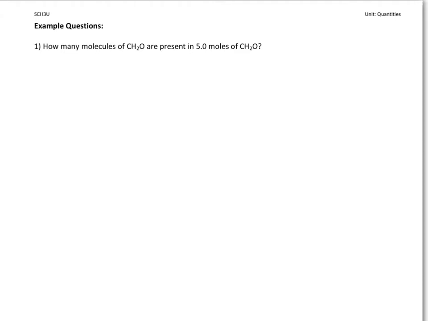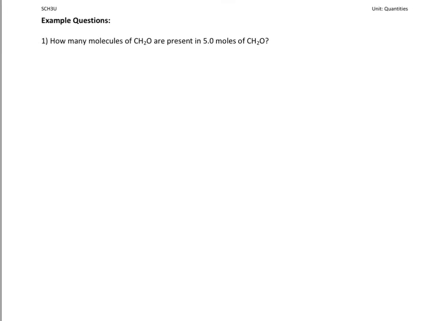The first step is to write down what the question tells you. So I see that I've got 5.0 moles, and I need to figure out from this question the amount of molecules. I know that molecules is the next thing I'm going to need. So to go from moles to molecules, I'm going to need to go times 6.02 times 10 to the 20.